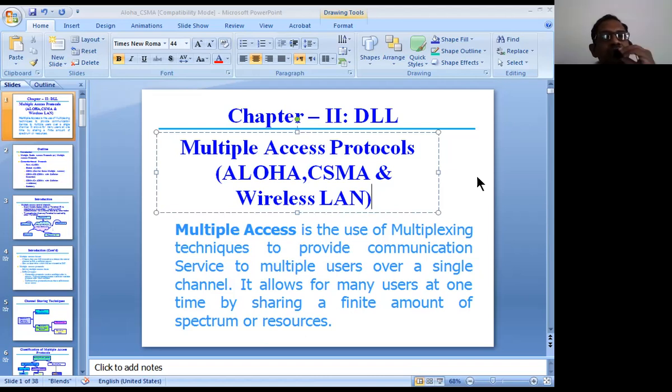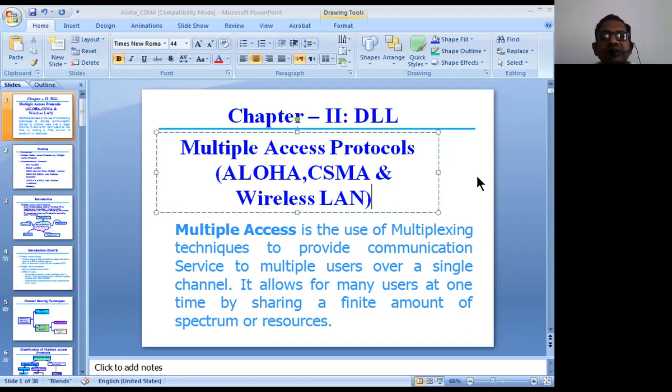And one more important topic we have is the multiple access protocols. So in the syllabus we have Aloha, CSMA, and wireless LAN as the multiple access protocols. Now, what is the situation where we normally use these multiple access protocols?